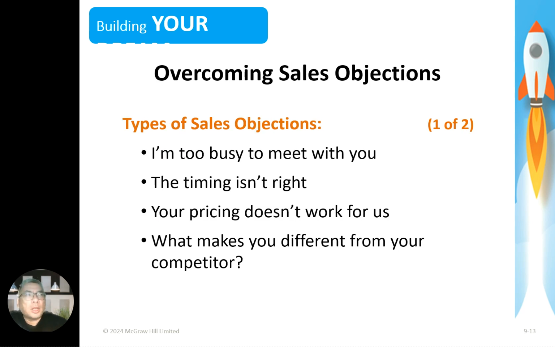Overcoming sales objections. What are the types of sales objections? Number one, I'm too busy to meet you. The timing is not right. Your pricing doesn't work for us. Maybe your price is too high. What makes you different from your competitors?